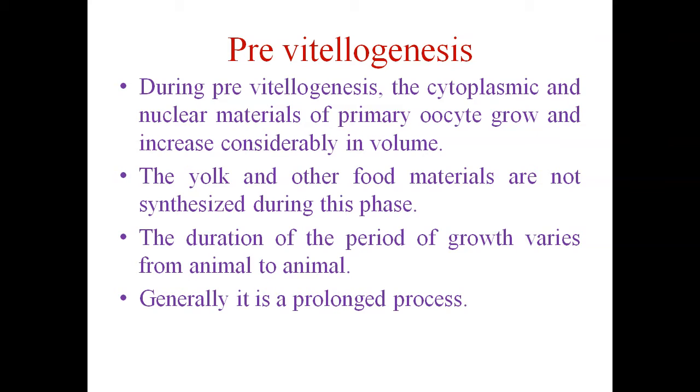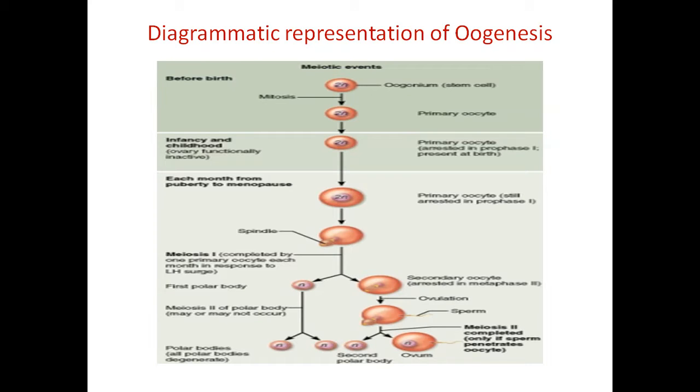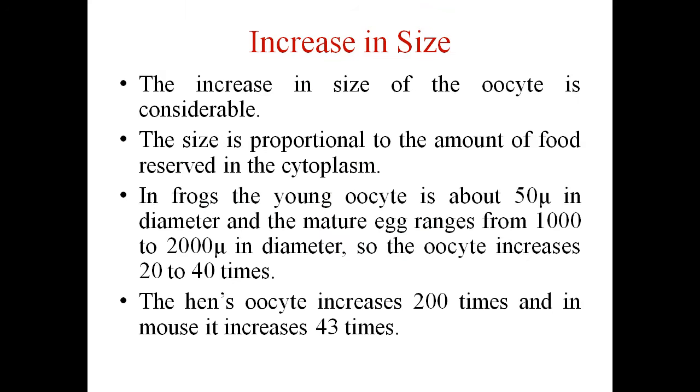During previtellogenesis, the cytoplasmic and nuclear materials of the primary oocyte grow and increase considerably in volume. The yolk and other food materials are not synthesized during this phase. The duration of the period of growth varies from animal to animal. Generally, it is a prolonged process. Again, the diagrammatic representation shows the primary oocyte, secondary oocyte, first polar body, one ovum, and three polar bodies.